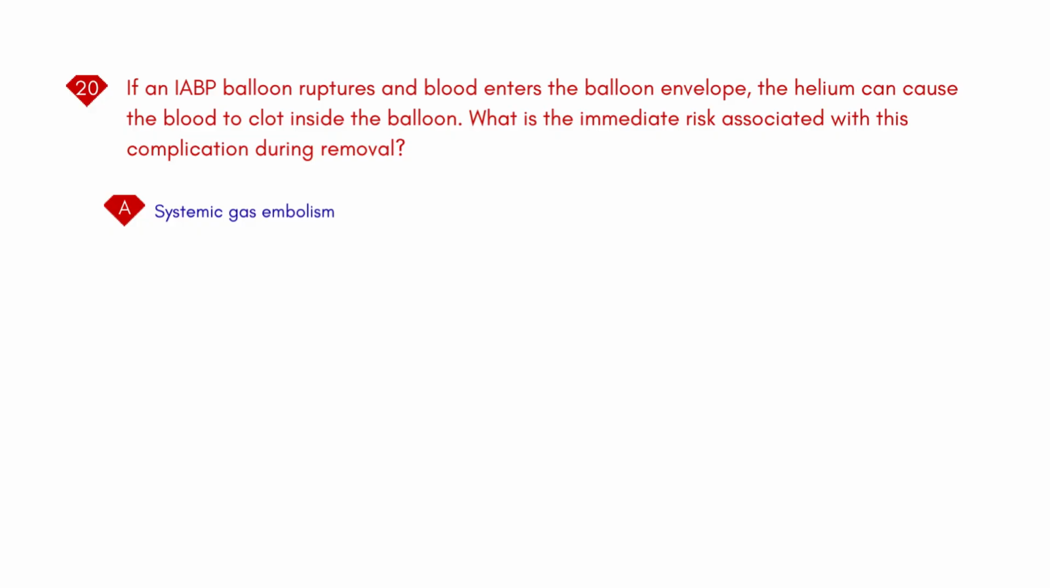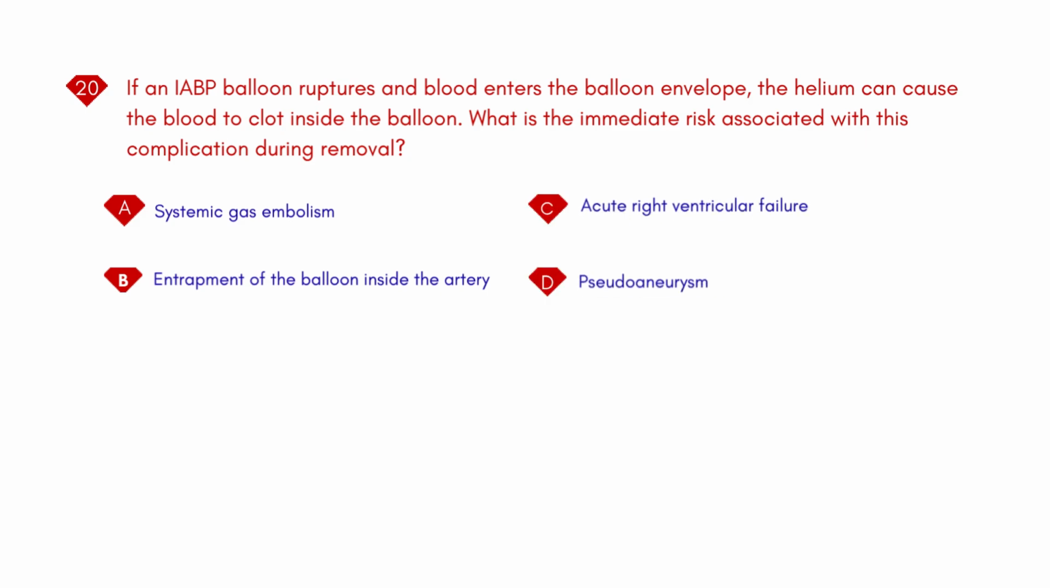A. Systemic gas embolism. B. Entrapment of the balloon inside the artery. C. Acute right ventricular failure. D. Pseudoaneurysm at the insertion site. Answer: B. Entrapment of the balloon inside the artery.